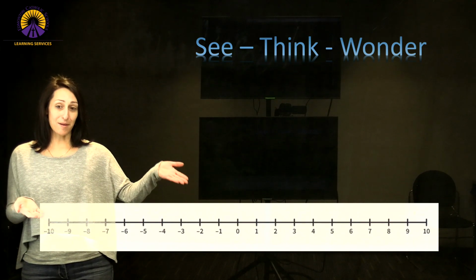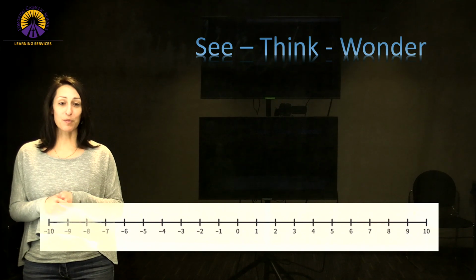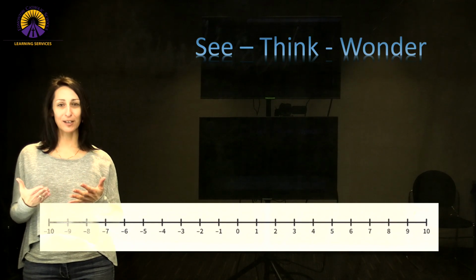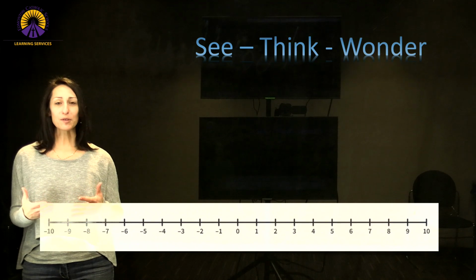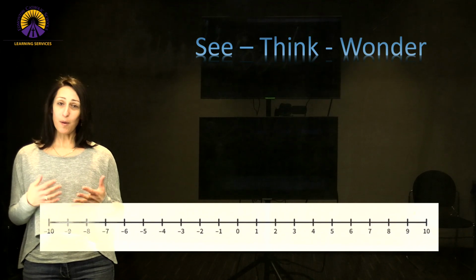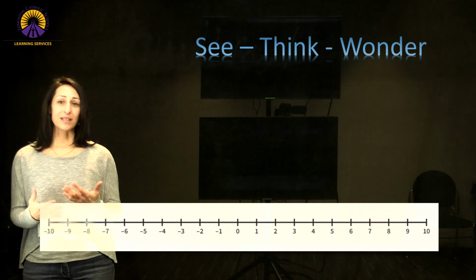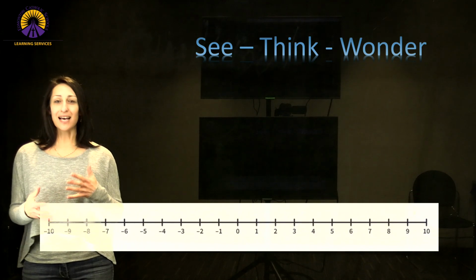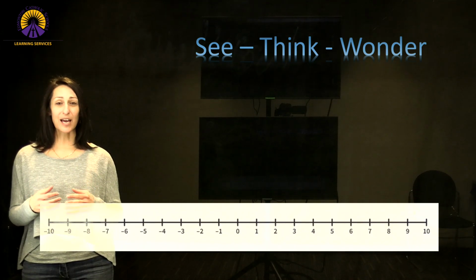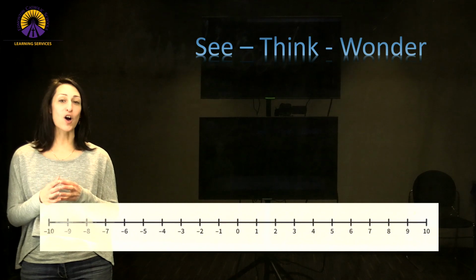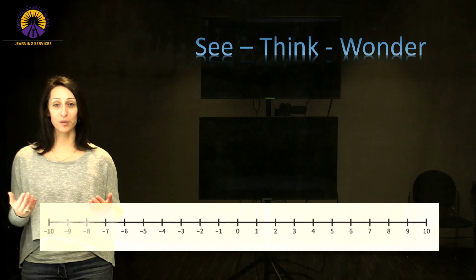I'm going to show them a number line here that's got both positive and negative numbers. And all I want my students to do is to really look at it. What do you see? What kind of numbers do you see? The next part, I'm going to have them talk about what they think about what they're looking at. This just allows students to be able to slow down their thinking and really look at something and try to find commonalities with something that they're already familiar with.